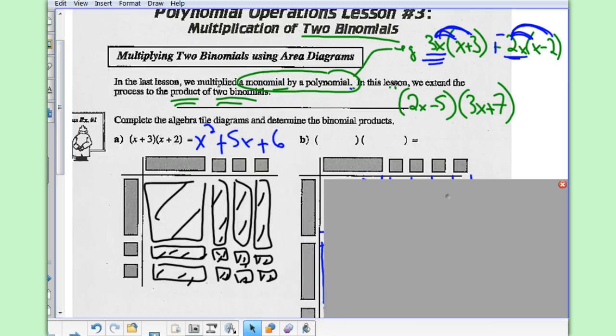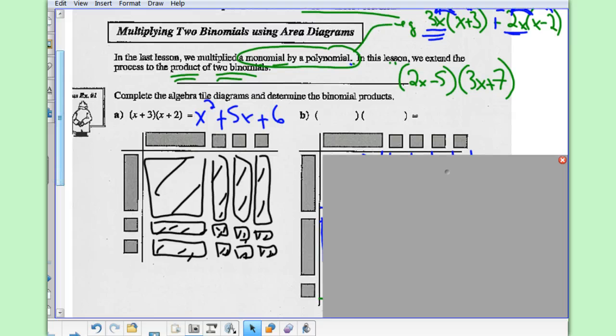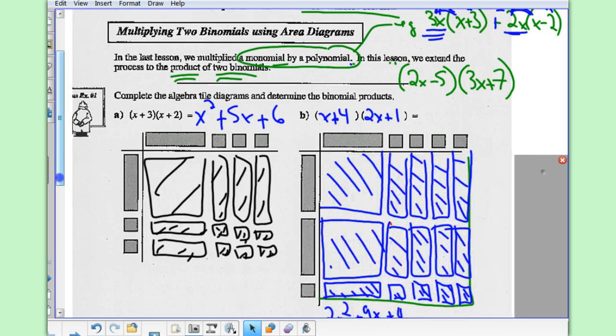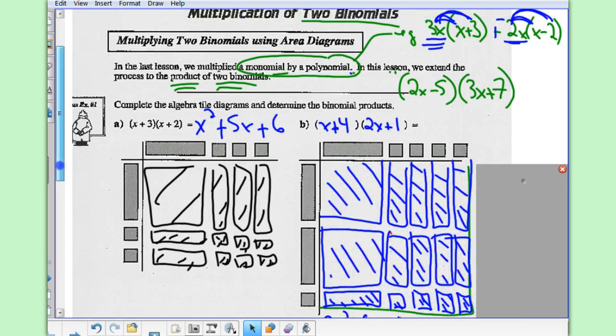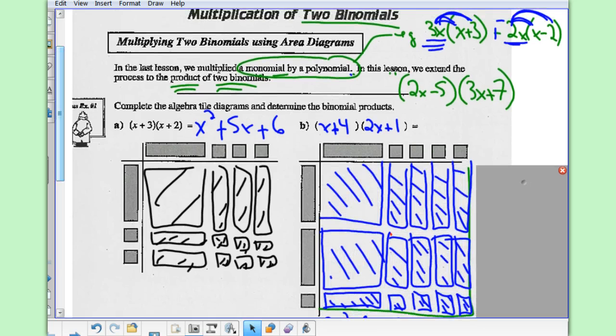If we look at this question, well, what is the question? Clearly, if I scroll down a little bit, I can see that this question is really about x. The top one is x plus 4, and the one going down on the side is 2x plus 1. Well, if we multiply that out with algebra tiles, what do we get? We get, by the looks of it, 2x squareds. Count them all up: 1, 2, 3, 4, 5, 6, 7, 8, 9 x's, and 2x squared plus 9x plus 4.